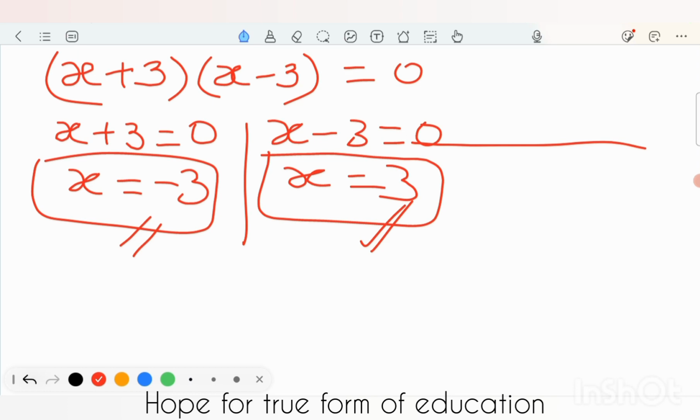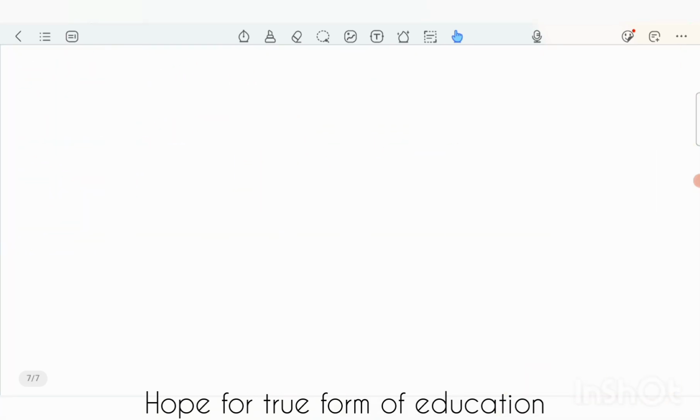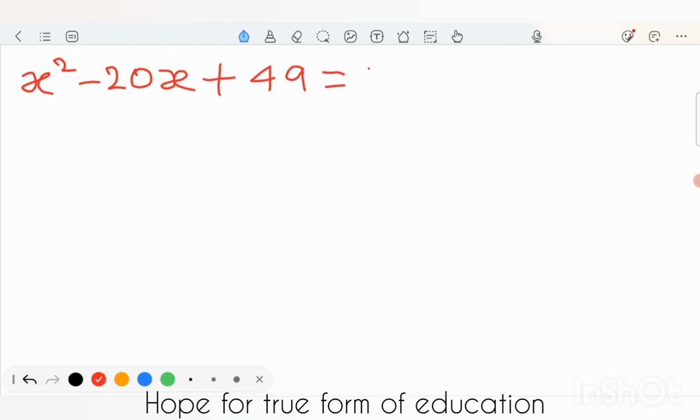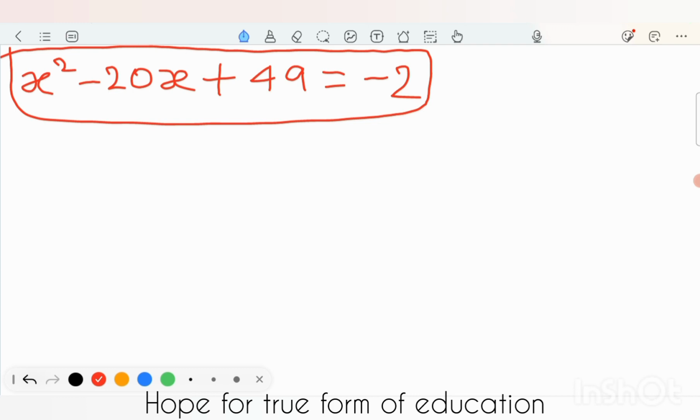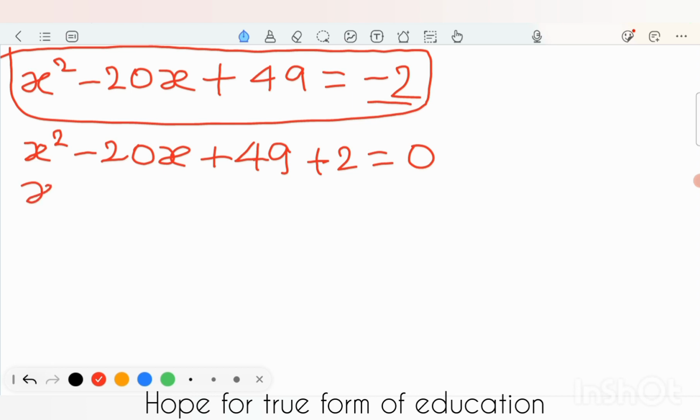So the next question is x square minus 20x plus 49, equal to, sorry, here it's not equal to 0, it's equal to minus 2. This is the question given, but in the general form the RHS should be equal to 0. So whatever constant terms are there on the RHS, we have to bring to the LHS, as I have already said in the previous question. So x square minus 20x plus 49, and minus 2 becomes plus 2, so x square minus 20x plus 51, which is equal to 0.